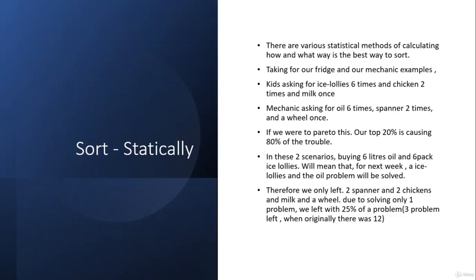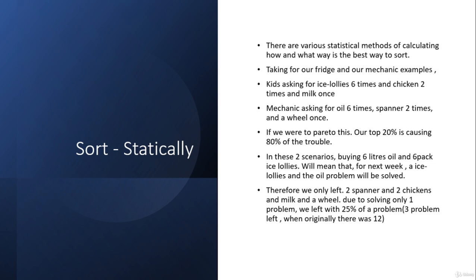There are various statistical methods on how and what way is the best way to actually sort. Taking our fridge and our mechanic examples: if a kid is asking for ice lolly 6 times a week and chicken twice a week and milk once a week, that would be the same as a mechanic asking for oil 6 times a week, a spanner twice a week, and a wheel once a week.